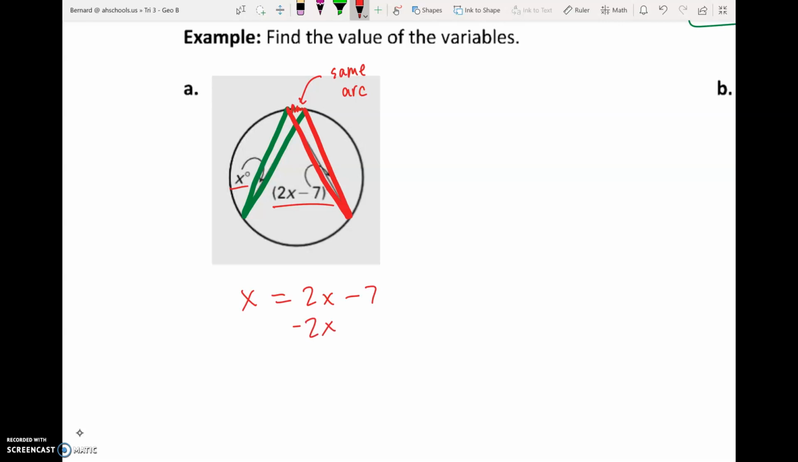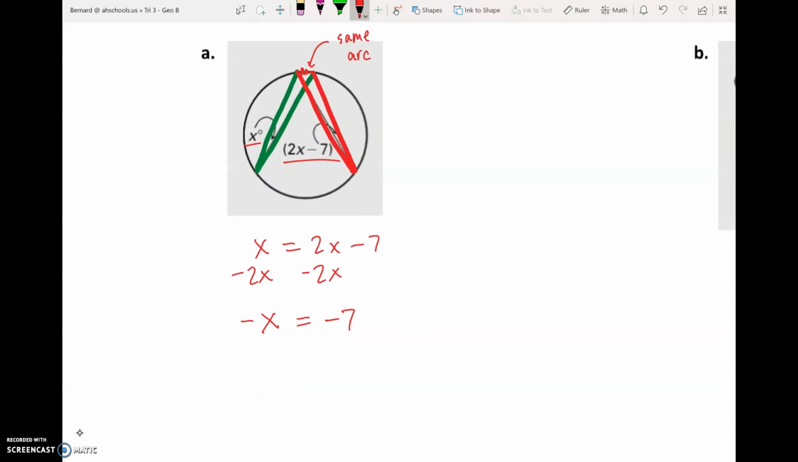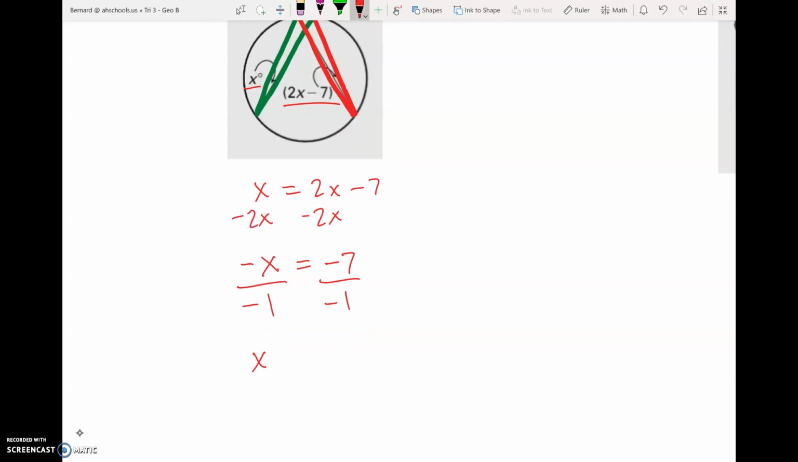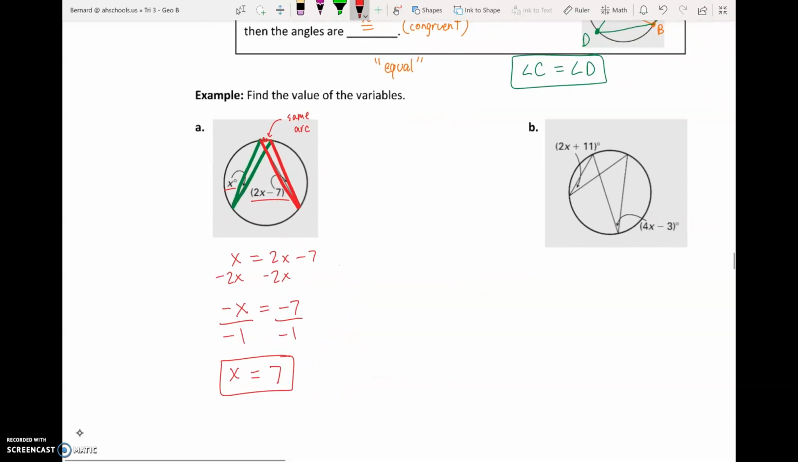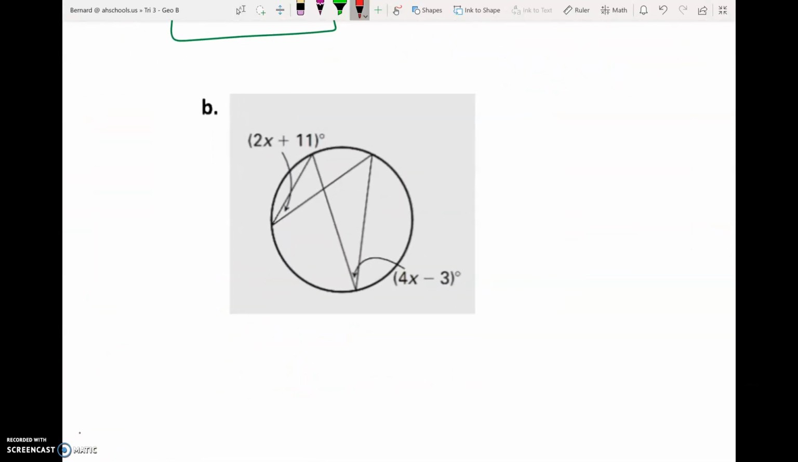So we'll subtract 2x from both sides. And that's like a 1x minus a 2x. So that leaves us with a negative x on the left. And that equals negative 7. Now, I won't do this all the time, but that's like negative 1x equals negative 7. So we can divide by negative 1 at this point, and that'll tell us that x equals positive 7. And that's our answer. Now, in B, right, same exact idea.